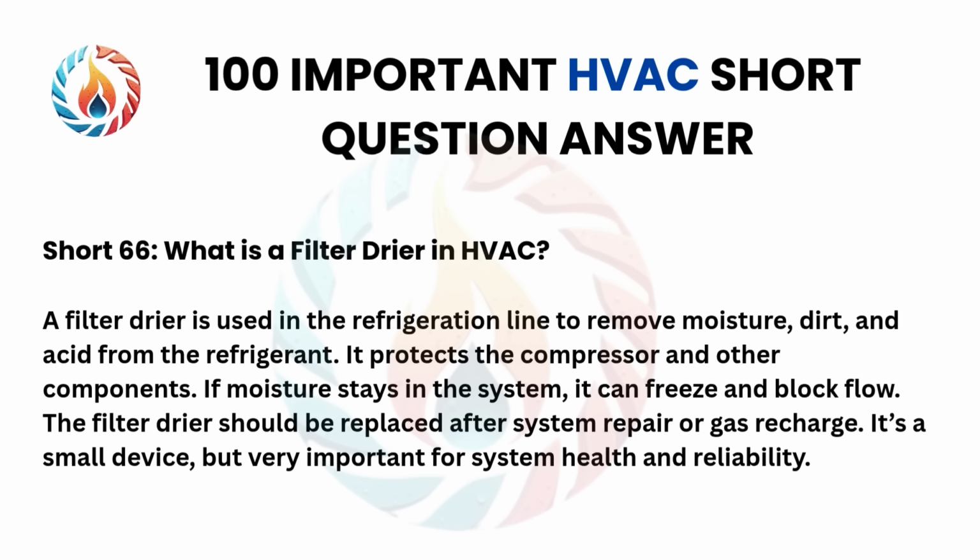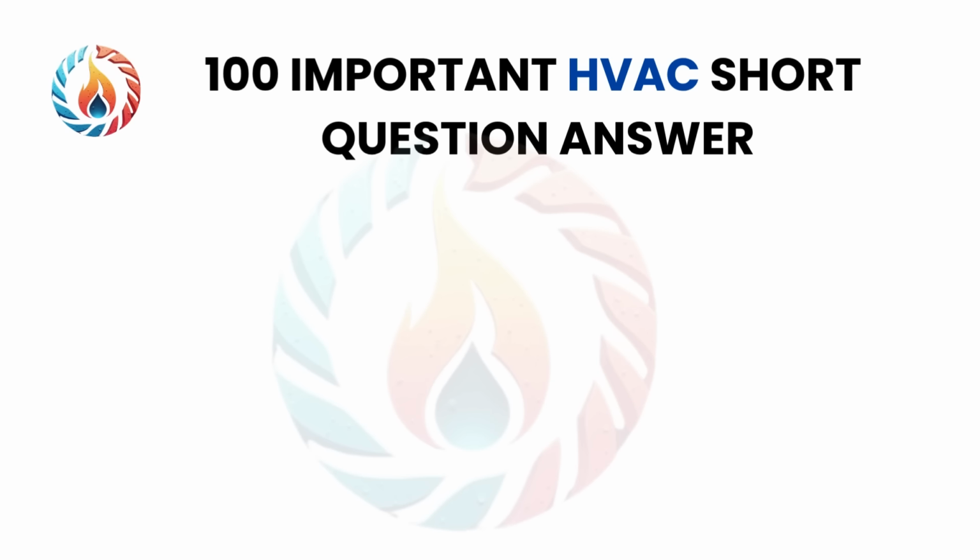Short 66. What is a filter dryer in HVAC? A filter dryer is used in the refrigeration line to remove moisture, dirt, and acid from the refrigerant. It protects the compressor and other components. If moisture stays in the system, it can freeze and block flow. The filter dryer should be replaced after system repair or gas recharge. It's a small device, but very important for system health and reliability.